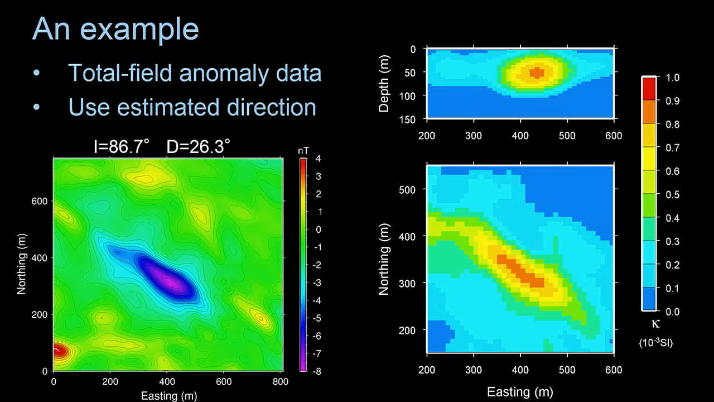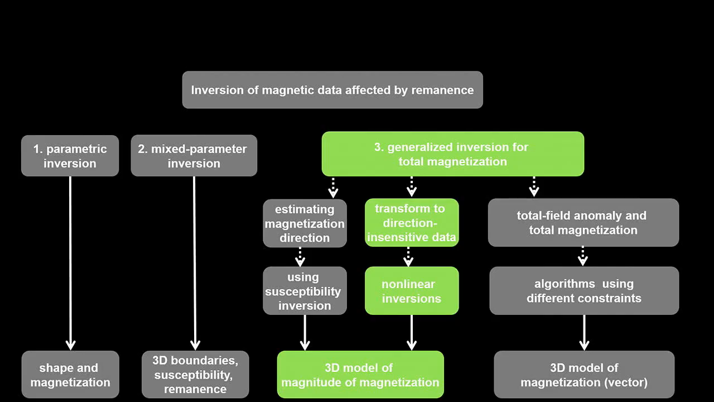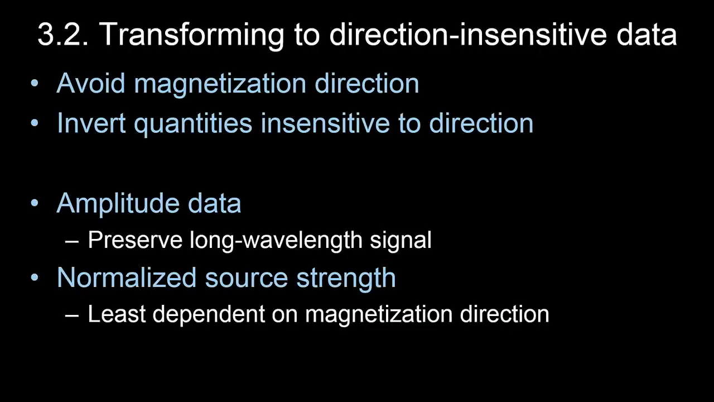But the problem is this actually has limitations. It cannot go beyond a simple compact anomaly. So that's when the next group comes in: transforming the total field anomaly into a direction insensitive quantity. There are two large categories. As I mentioned, the approach is that we do not know the direction, so let's go around it. In this case, two types of data emerged.